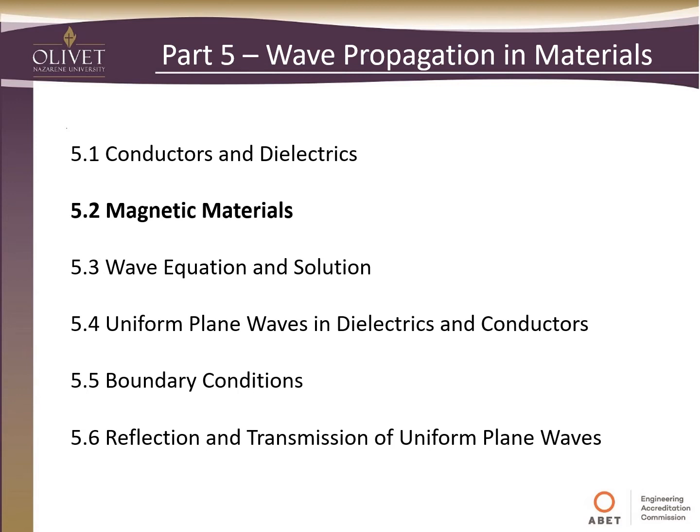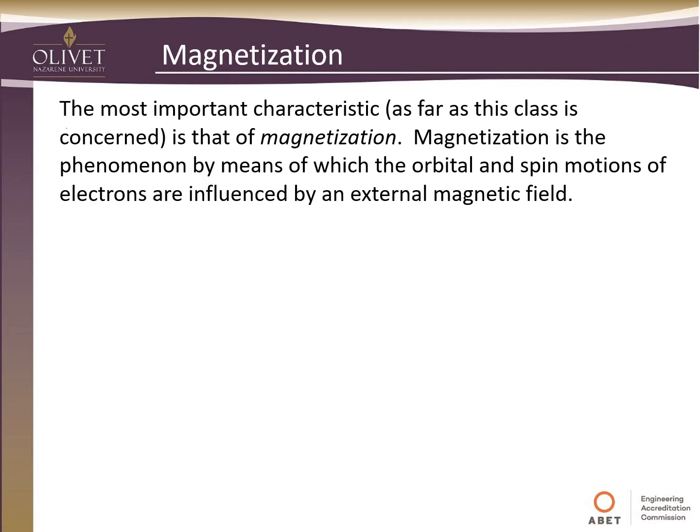So again, we're continuing on with part 5, wave propagation in materials. Again, like I said, we talked about conductors and dielectrics last time, so we're going to look at the third classification of materials as far as electromagnetic waves are concerned, which is magnetic materials. So the most important characteristic, at least as far as this class of materials is concerned, is that of magnetization.